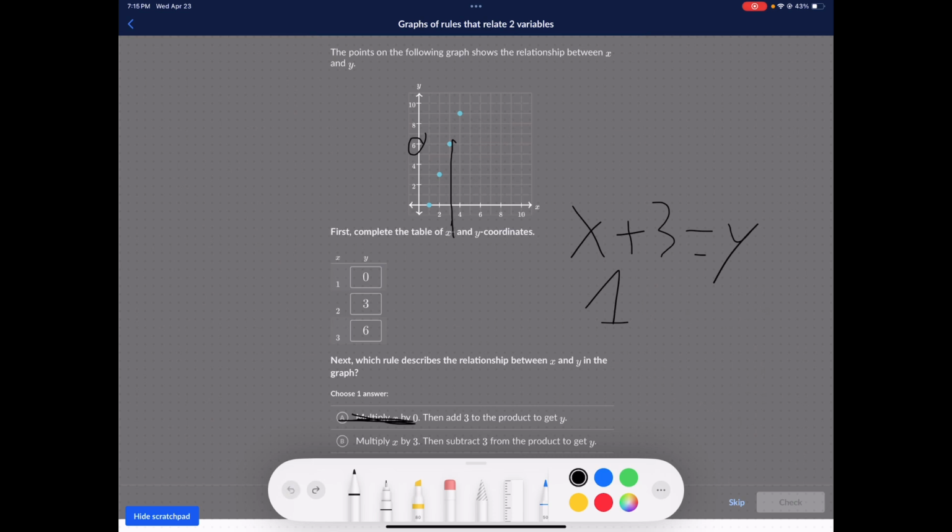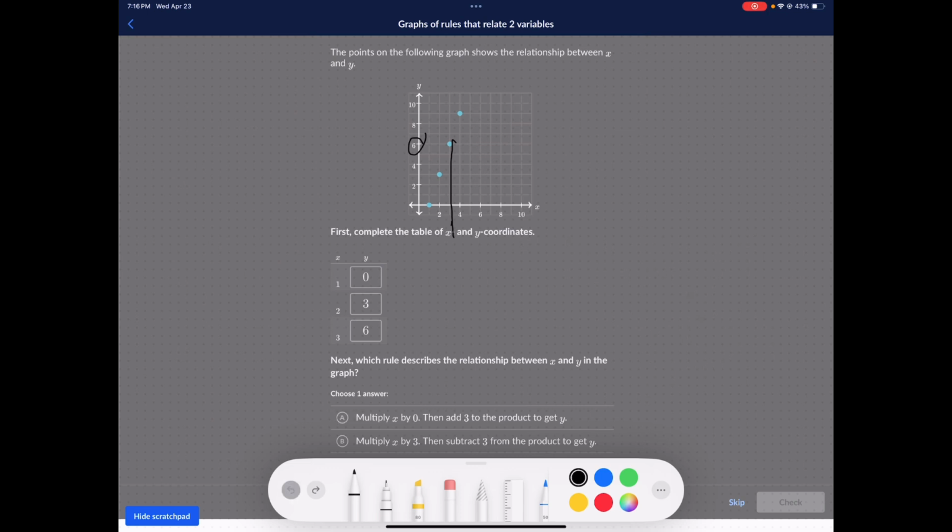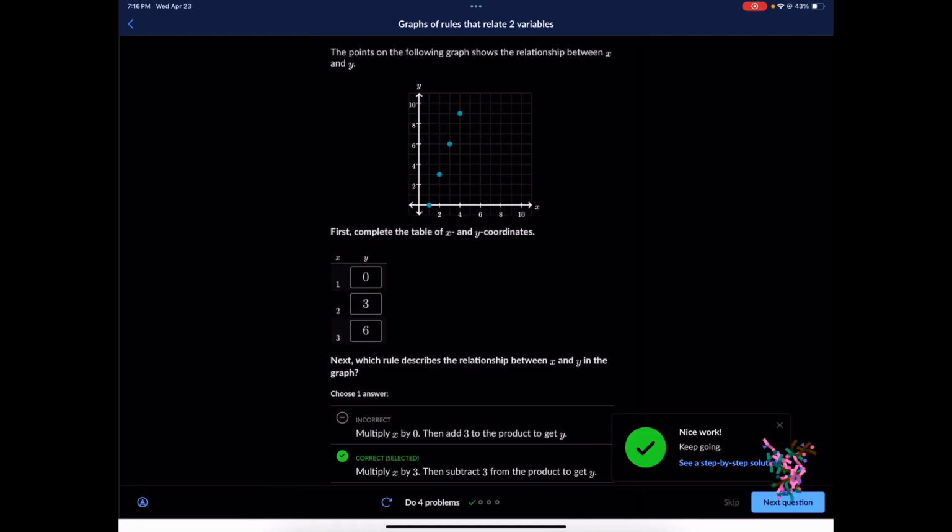Let me explain how B is our right answer. Multiply x by 3 and then subtract 3. So this is 3x minus 3 equals y. So we have 3 times 1 minus 3 is 0. Is that right? Yeah, it's right, because 3 times 1, and anything times 1 is itself, and then 3 minus 3 is 0. So 0 is 0. So yeah, this is correct. For the rest of them, just multiply the x values by 3 and then subtract 3, and then you'll get your answers. So the answer here is B.